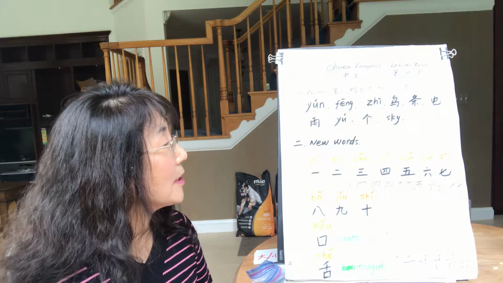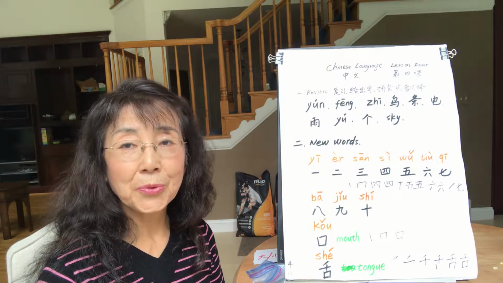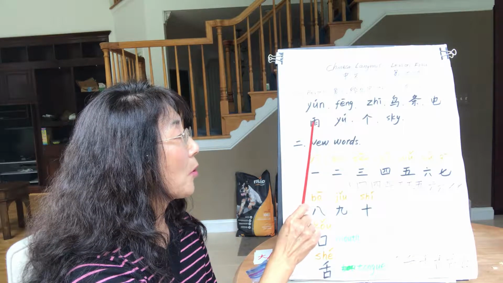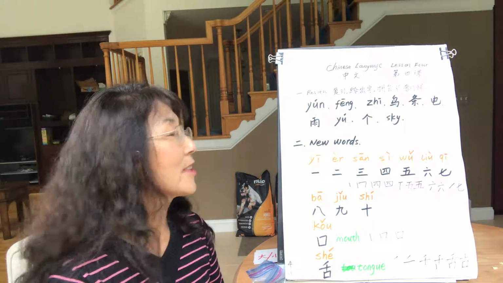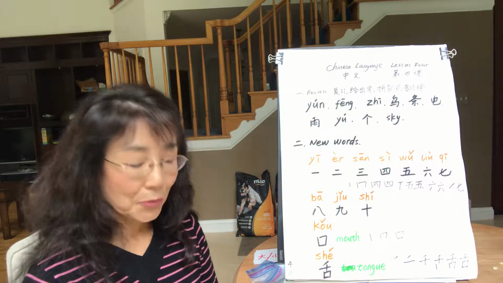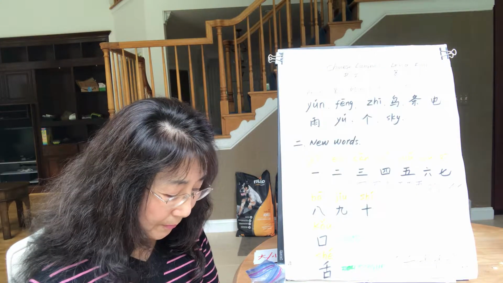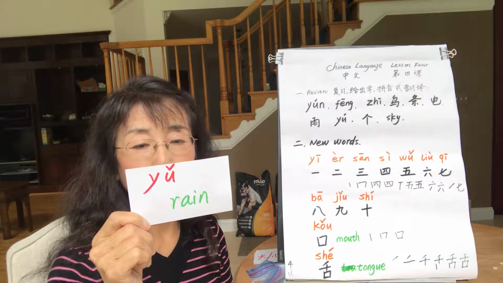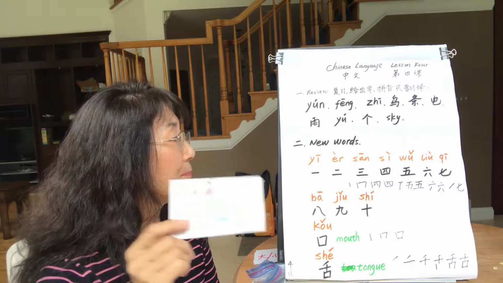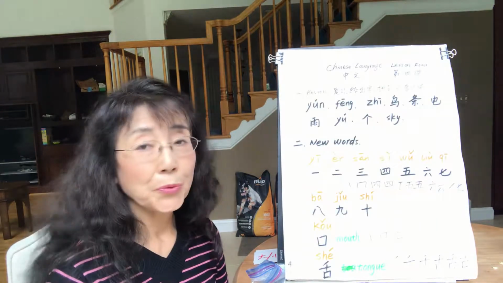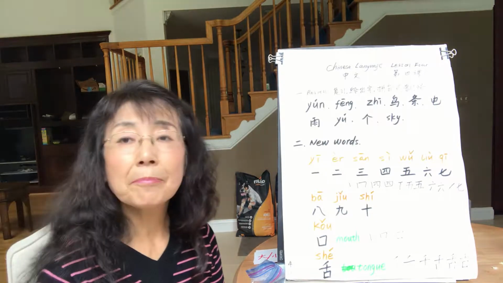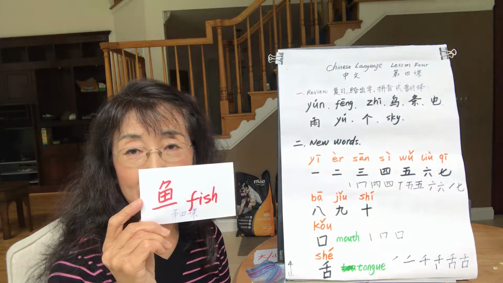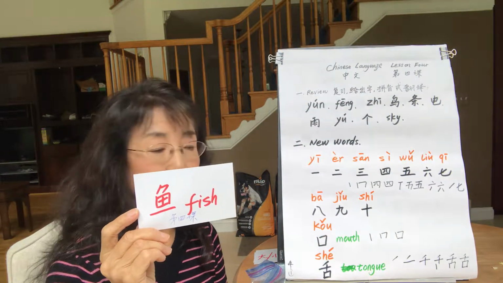Okay, next one, the character yu. Remember the picture? There is a door. Open the door, outside it's raining. So it's rain. Yu. It is this one, and it means rain. And the next one, yu, has exactly the same pinyin but a different tone. Yu is this one. Fish. Yu.